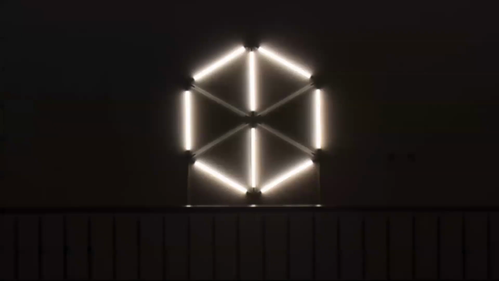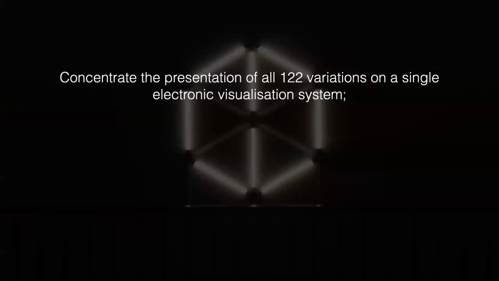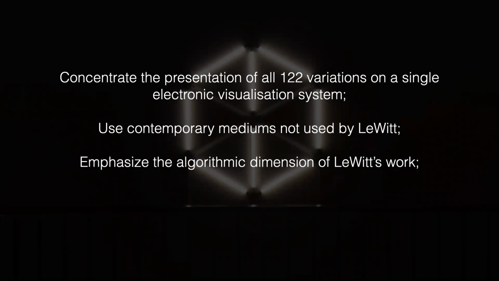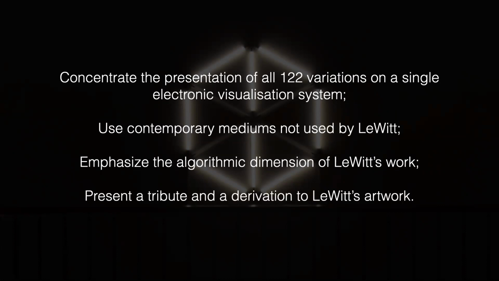Early in 2017, 3.11, an intermedia artwork that revisits and derives from LeWitt's variations of incomplete open cubes, was designed, produced, and presented with four main objectives: to concentrate the presentation of all 122 variations on a single electronic visualization system, to use contemporary mediums not used by LeWitt due to their unavailability at that time, to emphasize the algorithmic dimension of LeWitt's work that has been mainly acknowledged as conceptual art, and above all, to develop and present attributes and their derivation from LeWitt's artwork.